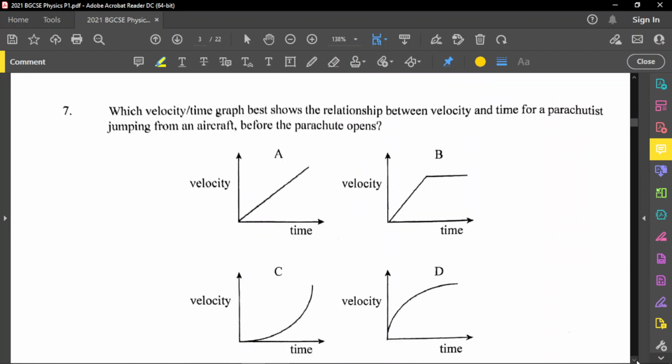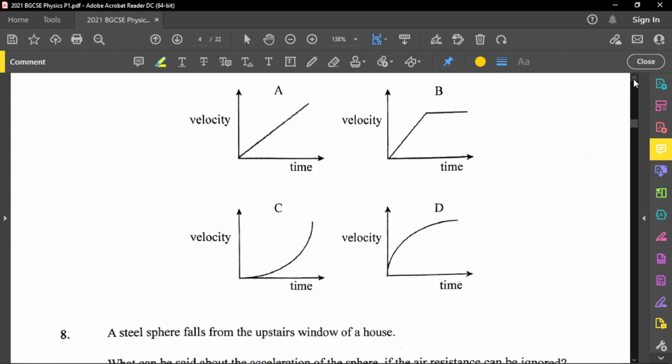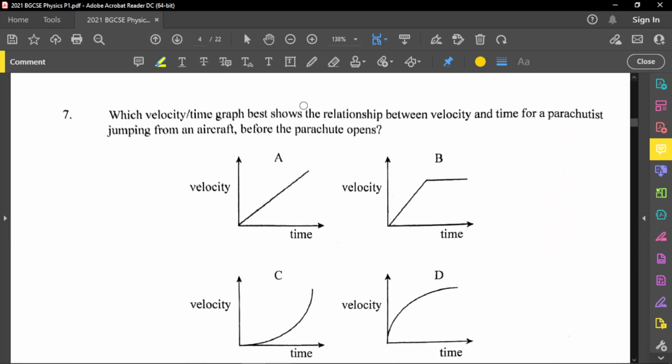Question number 7. And in question number 7, let's go back a little bit up. Question number 7 said, which velocity time graph best shows the relationship between velocity and time for a parachutist jumping from an aircraft before the parachute opens?